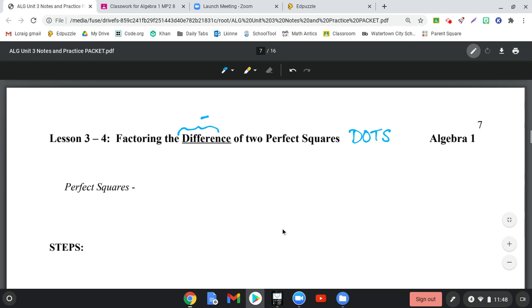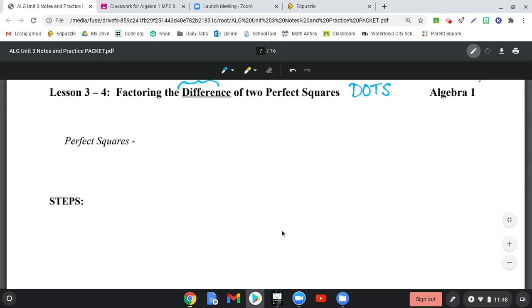So perfect squares, when you're talking about numbers: 1 times 1 is 1, 2 times 2 is 4, 3 times 3 is 9, 4 times 4 is 16. Go ahead and list the first, let's say, 15 perfect squares, because if you can easily recognize them, it'll make the problems go a lot faster and it'll be a lot easier for you. So if you want, you can pause the video or do it along with me.